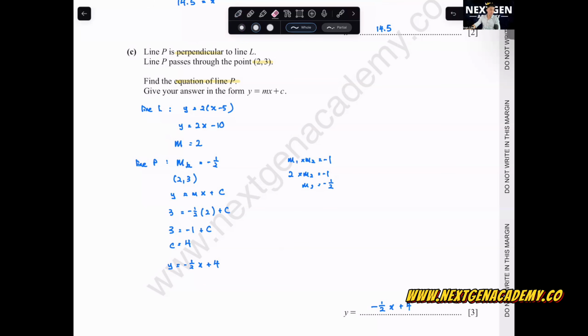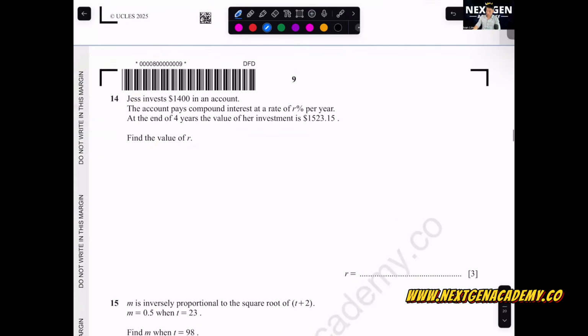Okay, so this is everything related to straight line graph. Straight line graph, I want you all to highlight if you are doing your revision. Please know how to do perpendicular bisector. Perpendicular bisector is a question that often comes out also. Okay, let's go to question 14.